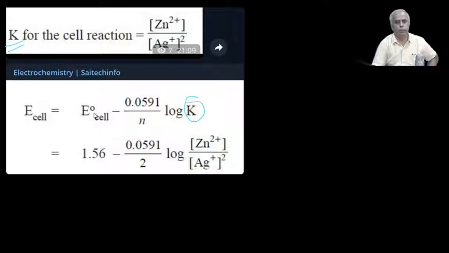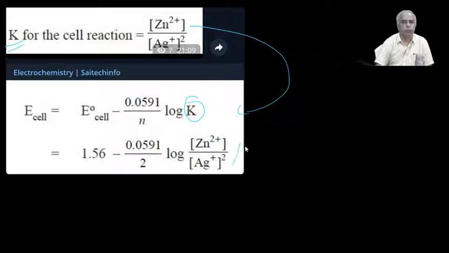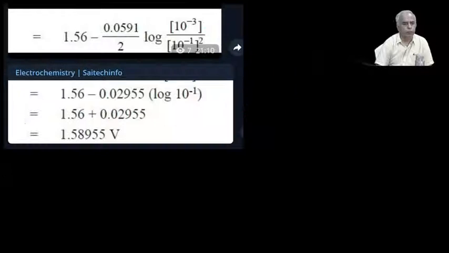You can substitute the value here. So 1.56, that is the given value, minus 0.059 divided by the number of electrons transferred, which is 2 here, times log of Zn2 plus over Ag plus squared. The K value can be substituted. Finally we can substitute the values of the concentration: 10 power minus 3 divided by 10 power minus 1, the whole square.